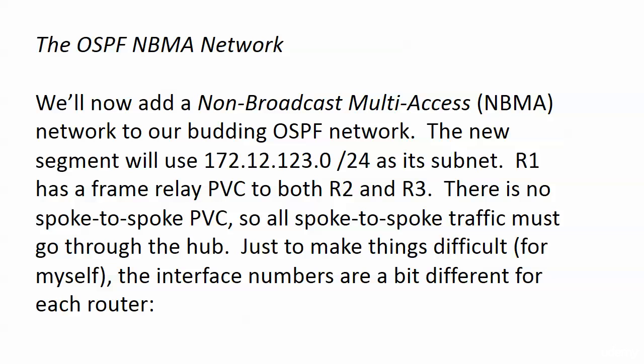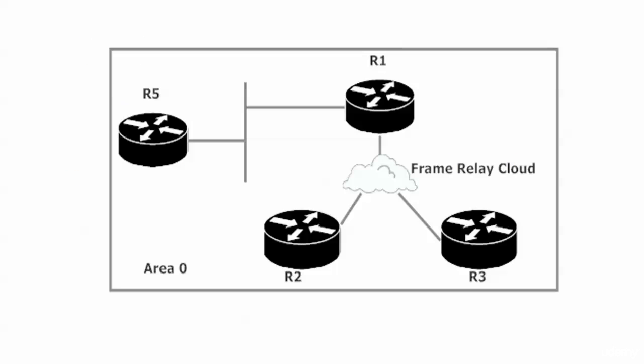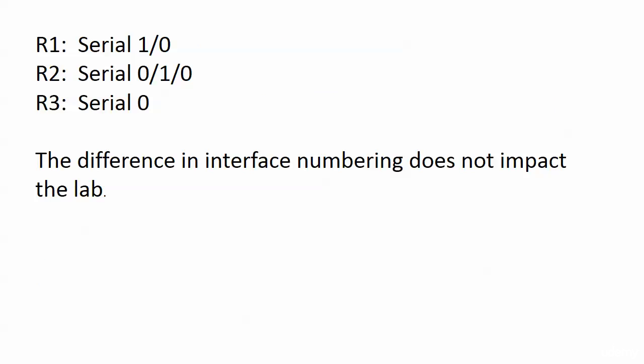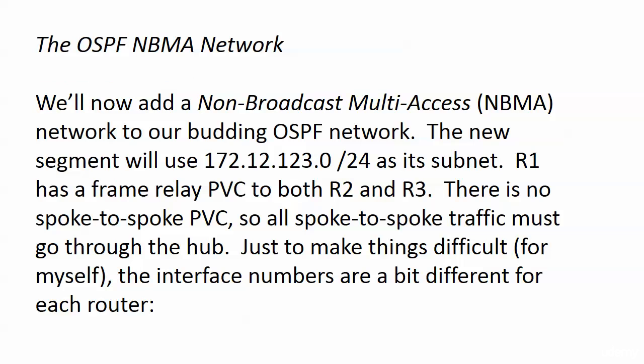frame relay. And the reason I mention that is we have a PVC going from our hub router, which will be router 1, to both 2 and 3. Let me show you what that's going to look like. And with routers 2 and 3, those being spokes in a hub and spoke configuration, they are not going to have a dedicated channel between the two. So if router 2 wants to send anything to router 3, that's fine, but it is going to have to go through router 1. So that's something we have to watch as we create this particular network.